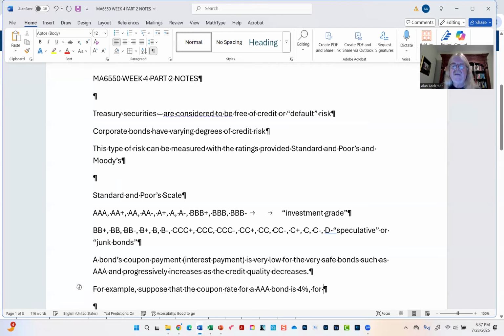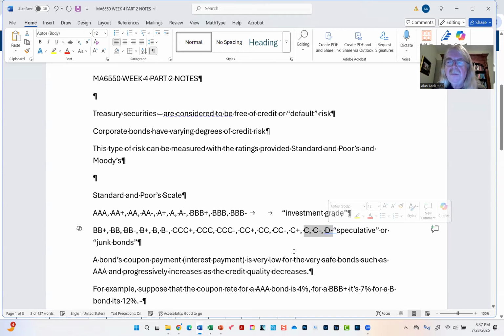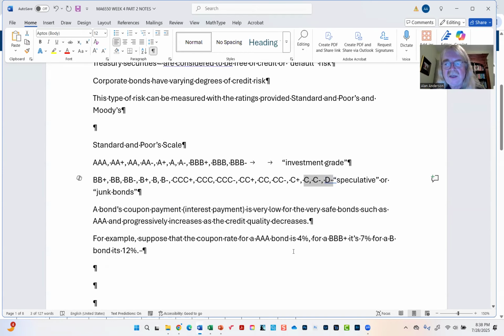And then for an A-plus bond, it's 7%. In other words, you see it's going down. For an E bond, it's, let's say, 12%. So you see it goes up and up and up. If you're getting down to this neighborhood, they're offering some really lucrative coupon payments, but with the understanding you may not see all of them. That's the whole point.